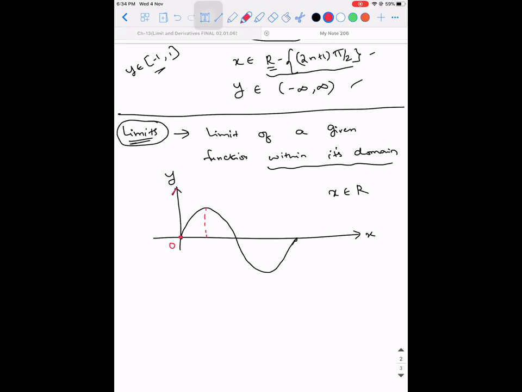Pi. No, sorry, pi by 2. It is pi by 2. Sin 90 is 1. 90 is nothing but pi by 2. Then what is this angle? Pi. Then what is this angle? 3 pi by 2. It's called 3 pi by 2. And this is 2 pi.